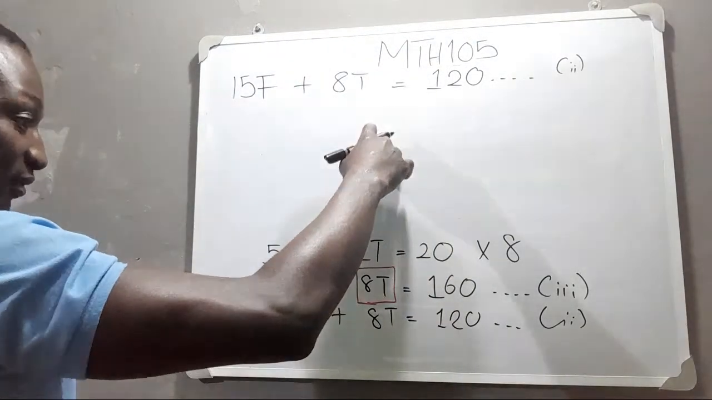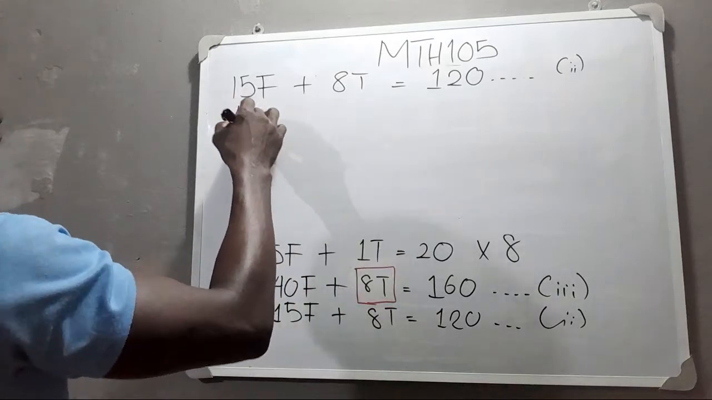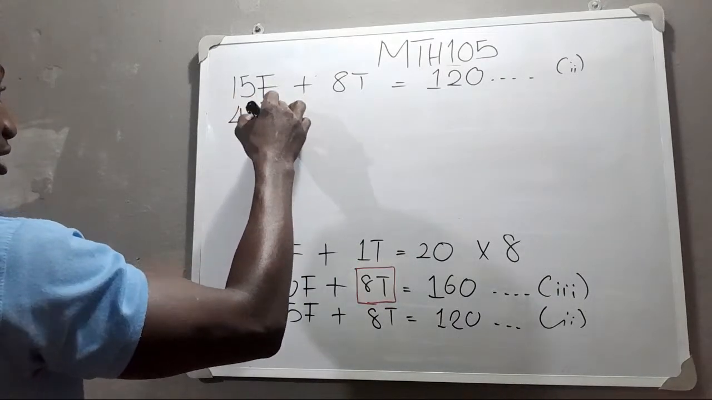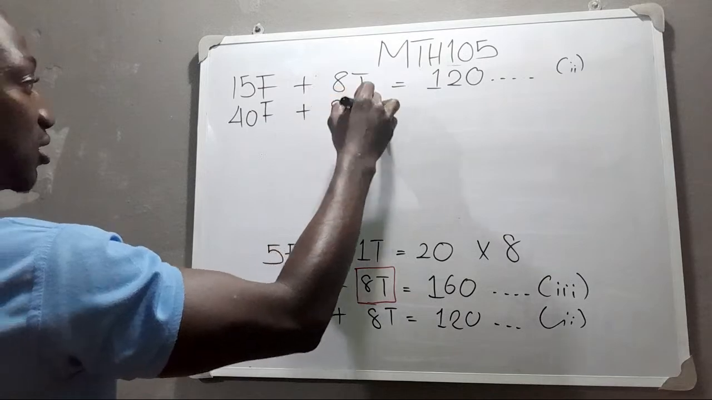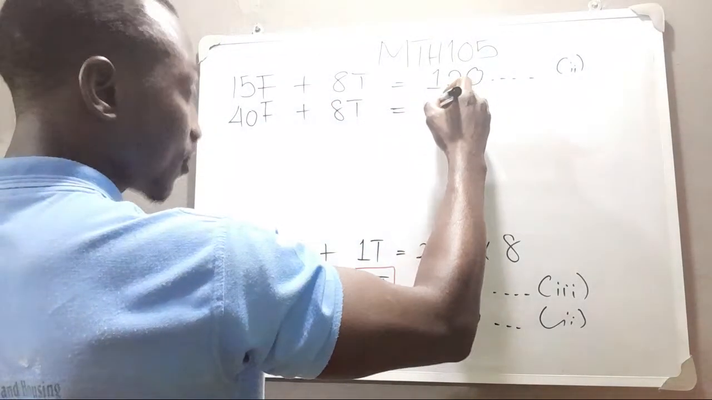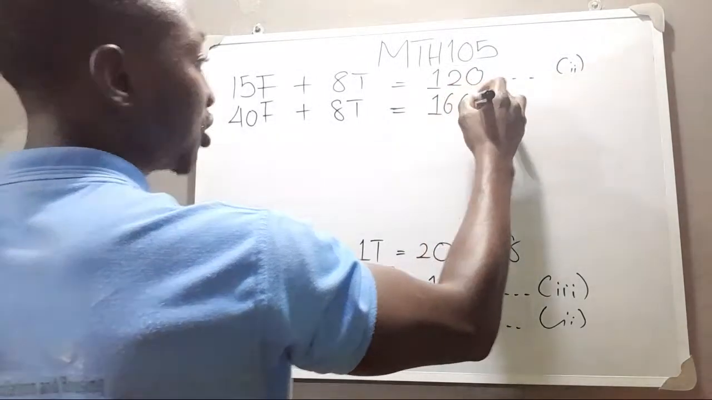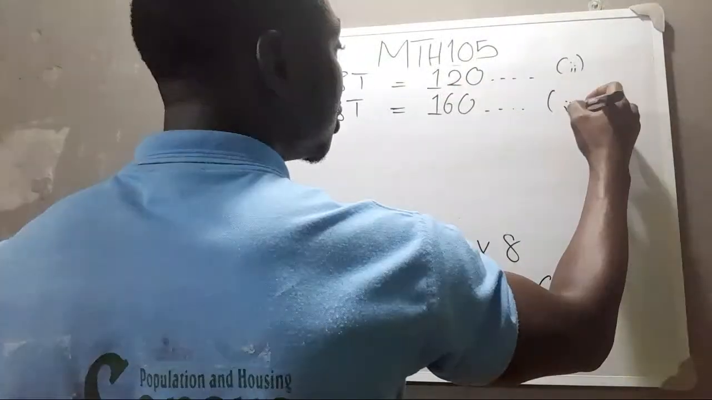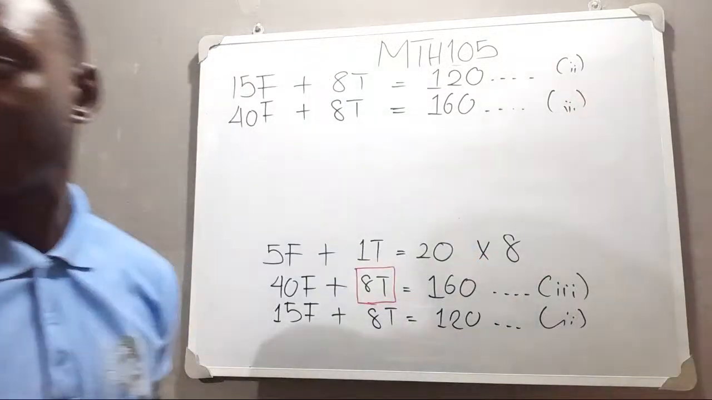So we have equation 3 as 40f plus 80t equals 160. So I really want us to go through this and close the class before 12.